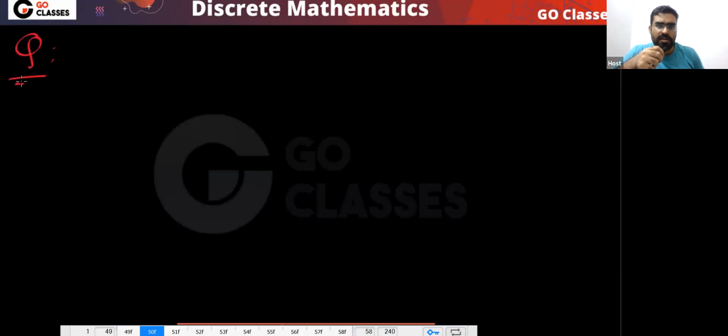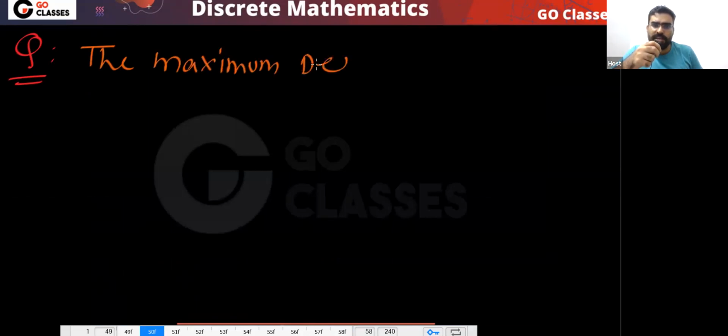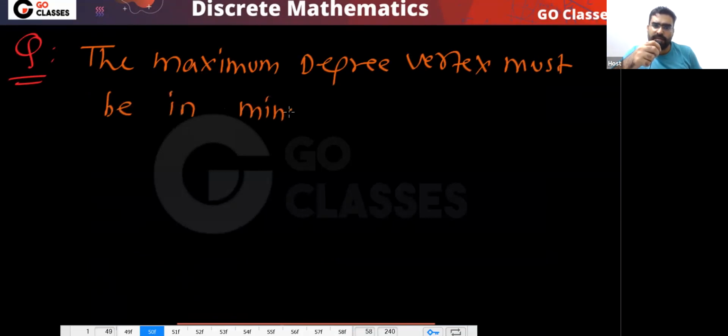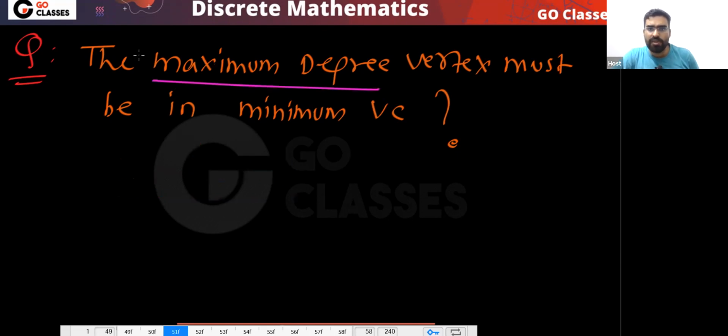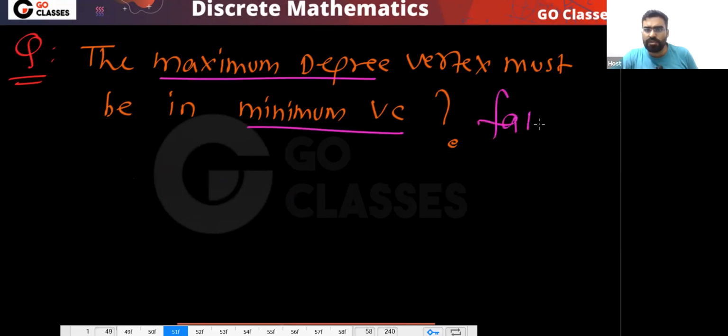This is an interesting question. The maximum degree vertex: what can you say about this? Should it be in the vertex cover? The maximum degree vertex must be in the minimum vertex cover. True or false? The vertex which has maximum degree, should it definitely be in the minimum vertex cover? This statement is clearly false.